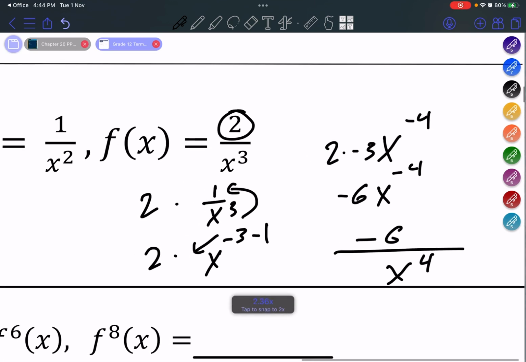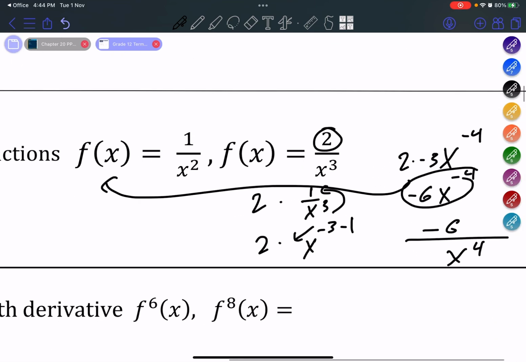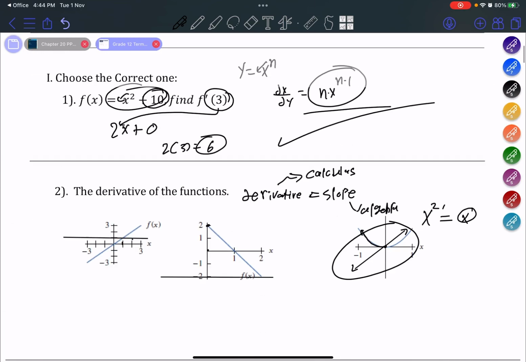We just did the same step as with the first question. We flipped the x and then we multiplied the 1 by negative 6. And I think that sums it up.